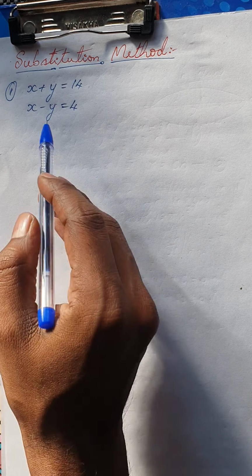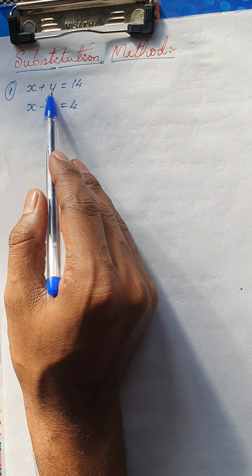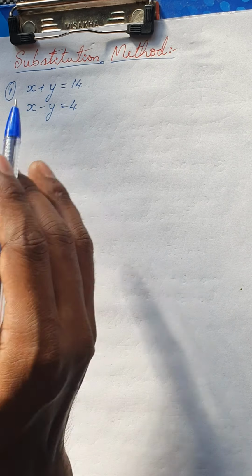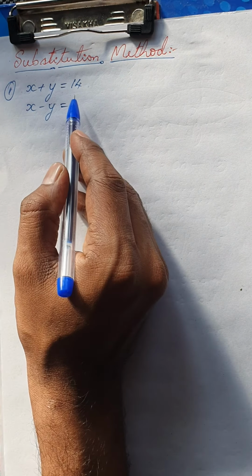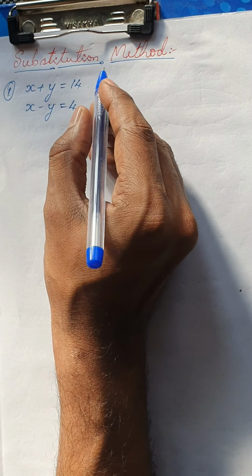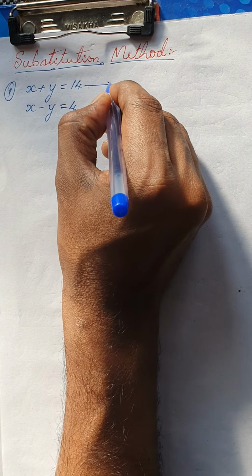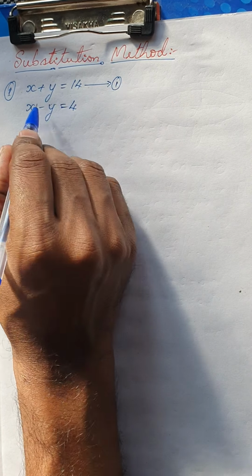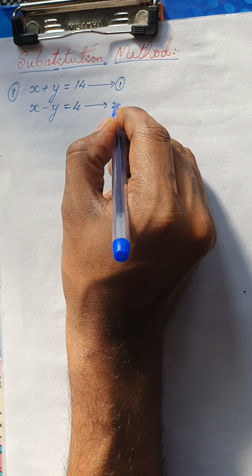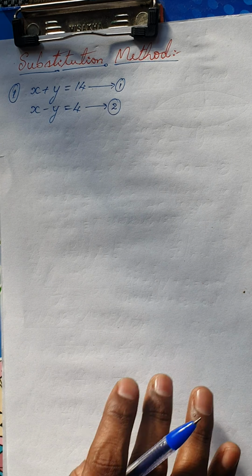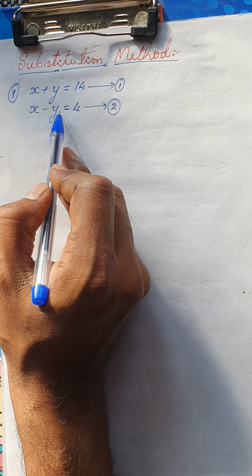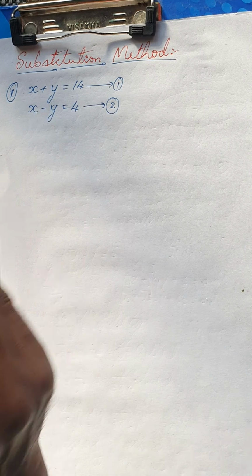A pair of linear equations: I have x plus y is equal to 14 and x minus y is equal to 4. This is the first question in Exercise 3.3 in the CBSE syllabus. Whenever two equations are given, consider them as equation 1 and equation 2. Now you can frame either the first or the second equation in terms of a single variable.